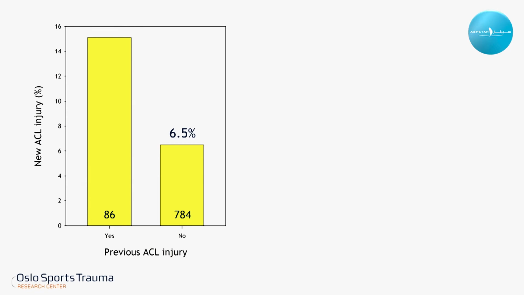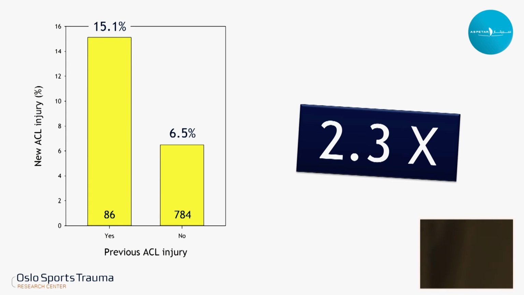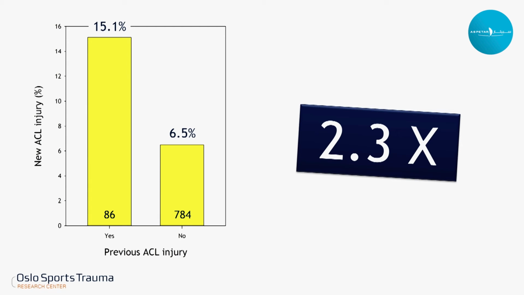And on the other side, you have 86. So those are the knees where there is a previous ACL injury, 15%. In other words, there's a 2.3 times greater risk for those who have a history of ACL for having a new ACL. We knew that, right? But the question is, what does that mean? Can we use that as the predictive factor then to separate into high and low risk?